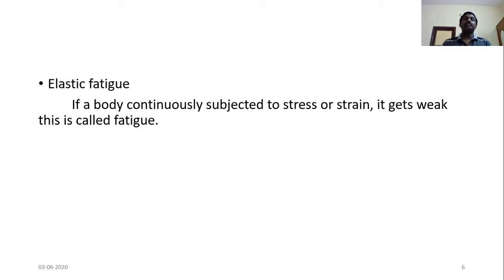If a solid body is continuously subjected to stress of any kind, it gets weak, and this is called fatigue.